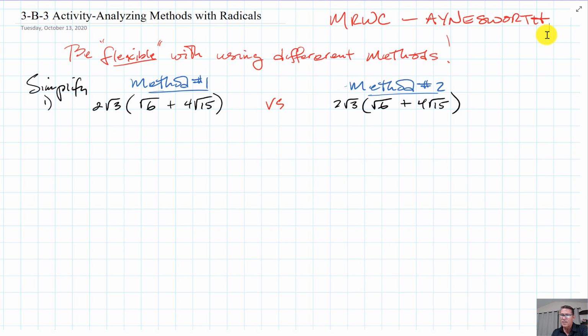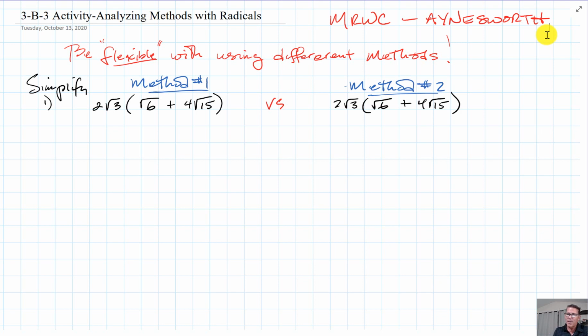So I'm going to simplify these two different ways, which is what you're going to be doing in the activity. You're going to be taking a look at two identical expressions simplified totally differently and analyze the methods from within it, because later on you're going to have to do that all by yourself.